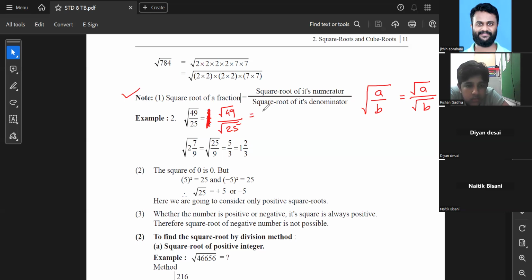Now the square root of 49, I know that it should be 7, okay? And square root of 25 is 5. And therefore my answer is 7 upon 5. So this is a method which you can use, okay?